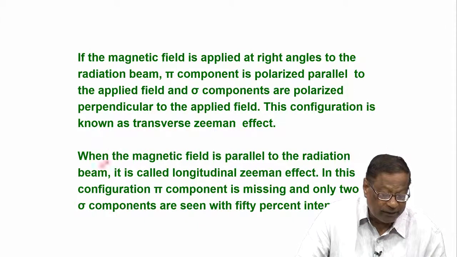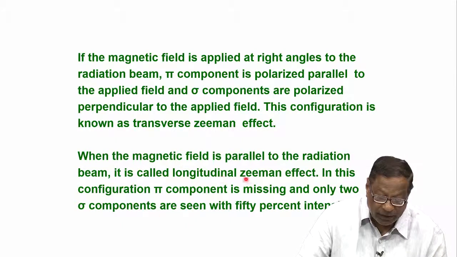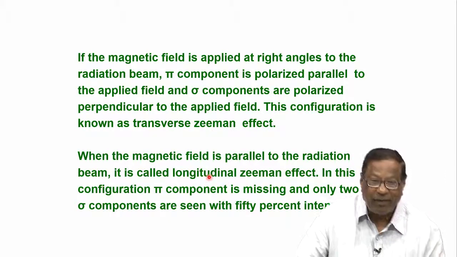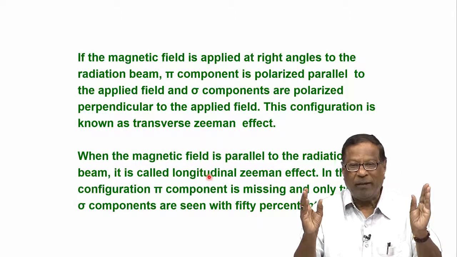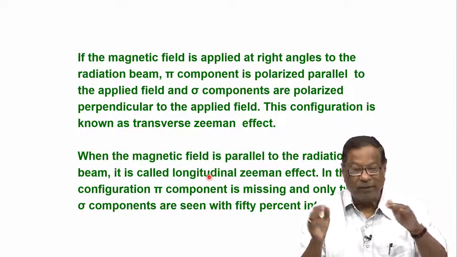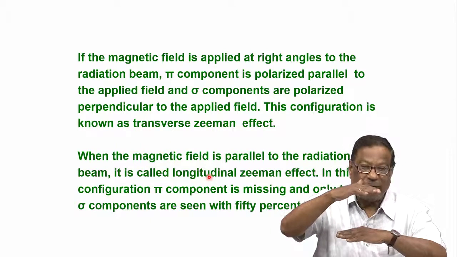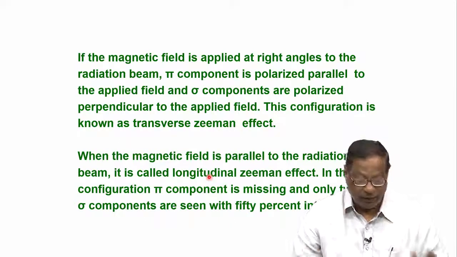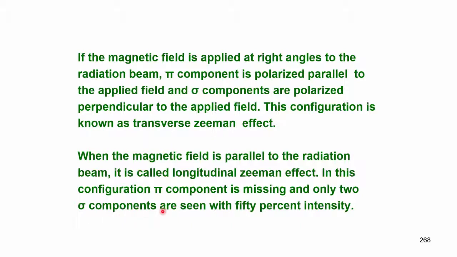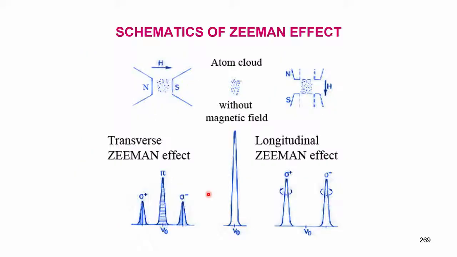So, this configuration is known as transverse Zeeman effect, and if the magnetic field is parallel to the radiation beam, then it is called longitudinal Zeeman effect. That means, if the flame is like this, you put the magnet around it, and for transverse, you put the magnetic field up and below, top and below. That is transverse Zeeman effect, and if you put it along the flame, horizontal, then it is longitudinal Zeeman effect. In this case, the pi component is missing, because only 2 sigma components are seen with 50% intensity. So, this is the schematic of the Zeeman effect.